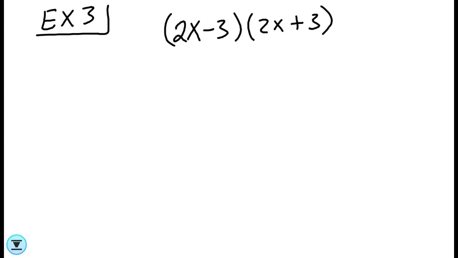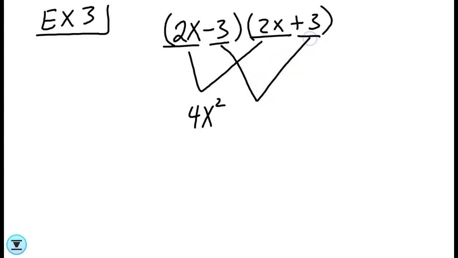And so since this is one of those special situations, all I need to do is do the first number times the first number. So what's 2x times 2x? That would be 4x squared. And then we do the last number times the last number. What's negative 3 times positive 3? It's negative 9. And voila, we're done. A lot easier. Okay?